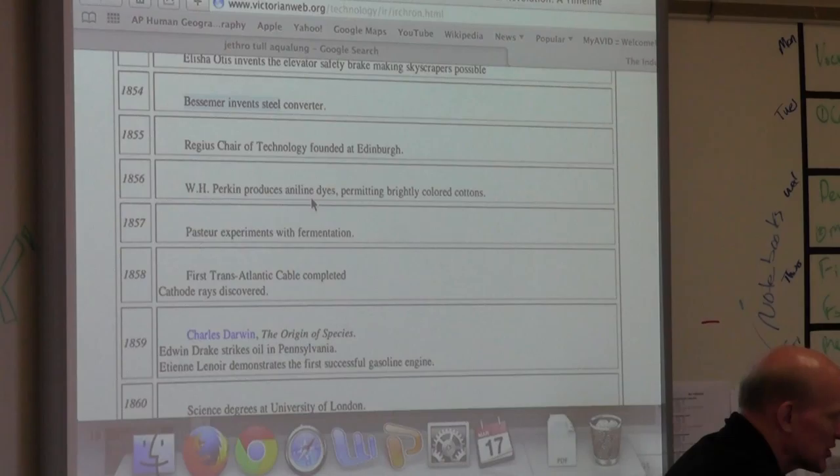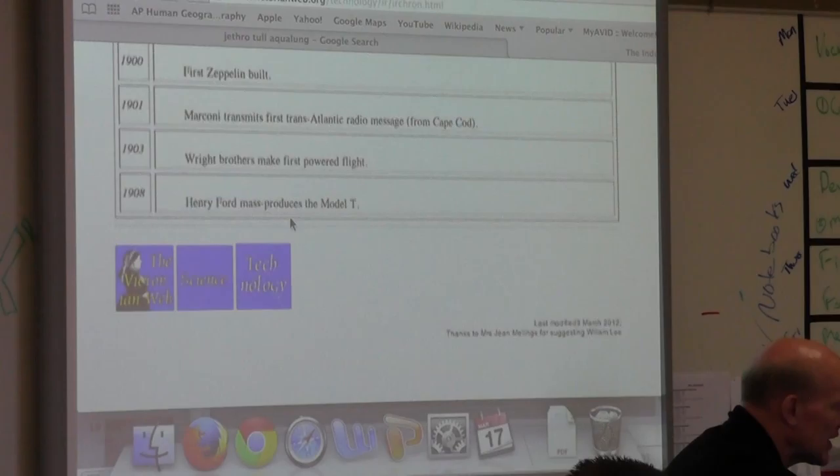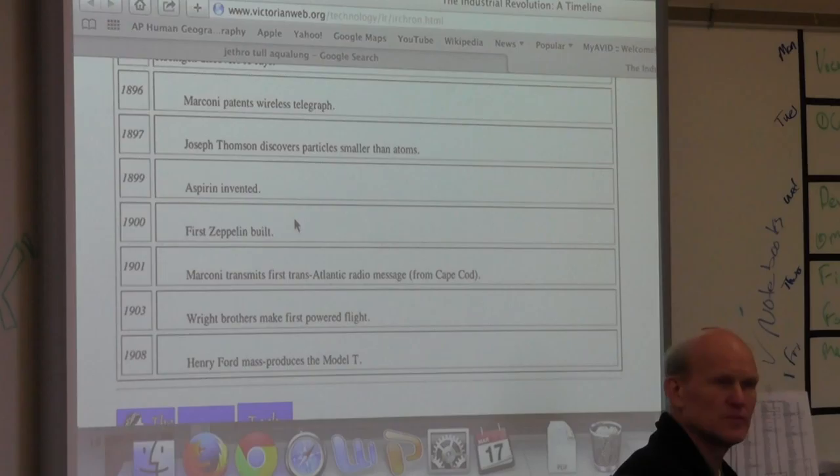Louis Pasteur, who's the dude who invents polio vaccine, right? Fermentation, all kinds of weird things. It ends with Henry Ford. What? Fordism we'll get to, it's a big deal in another chunk of our unit.